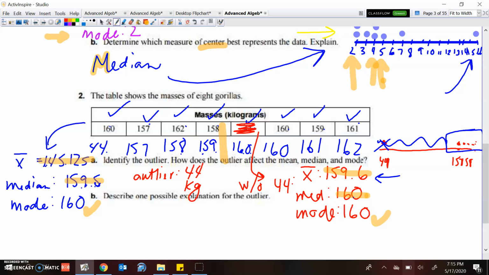And the last piece of this lesson, what is one possible explanation? Well, maybe it's a little baby, right? So I encourage you to Google just quickly some baby gorillas.